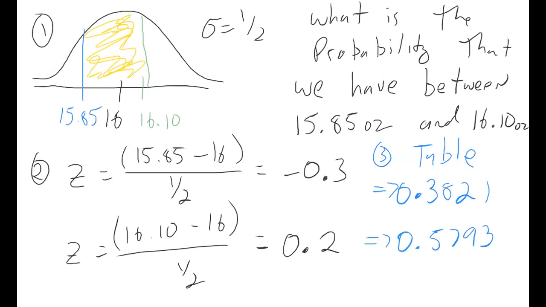Okay, good. Now what do we do with those 2 numbers? You subtract 0.3821 from 0.5793, and you get 0.1972. So there is a 19.72% chance that if we pick a random cup of coffee, it will have between 15.85 ounces and 16.1 ounces.